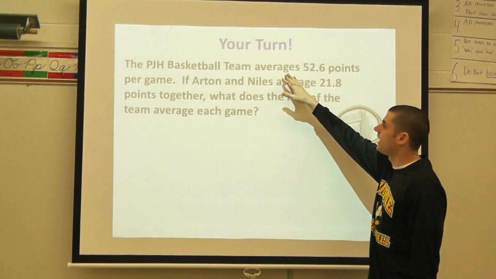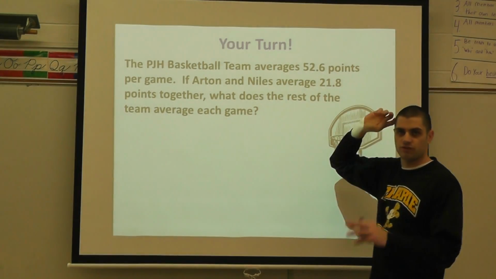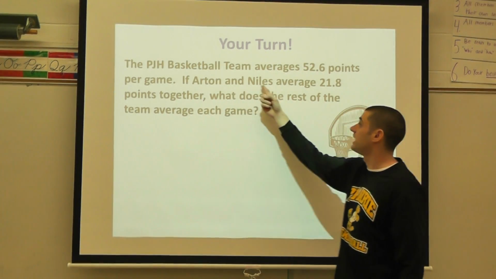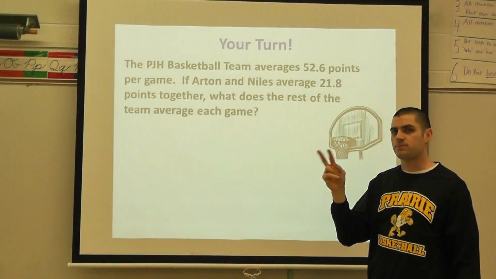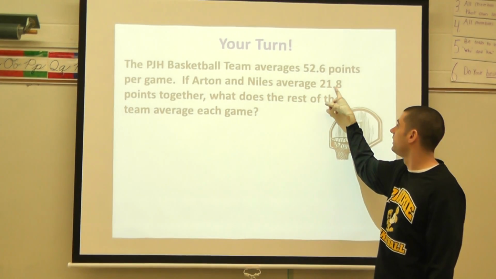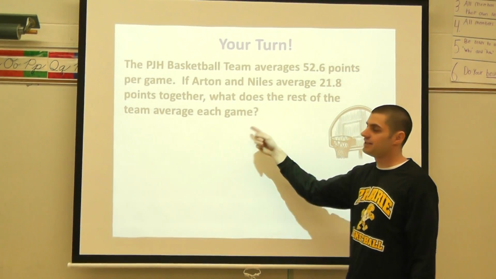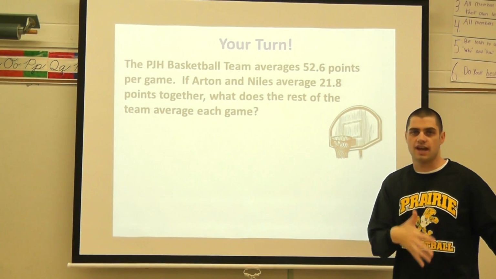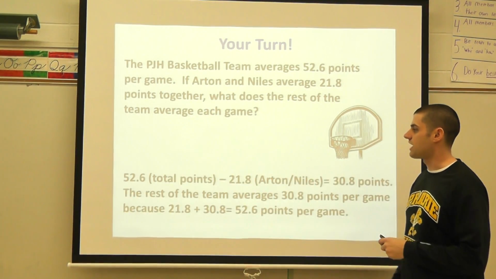Okay. I know that the team total average is 52.6 points per game. That's what the whole team together is going to average. I know that Arton and Niles are averaging 21.8 points together. So two of these players average a big chunk of the points here. You might say that they score a lot of points for our team. It says, what does the rest of the team average each game? So now I'm trying to find out what the other members of the team average per game. I can use subtraction in this problem.